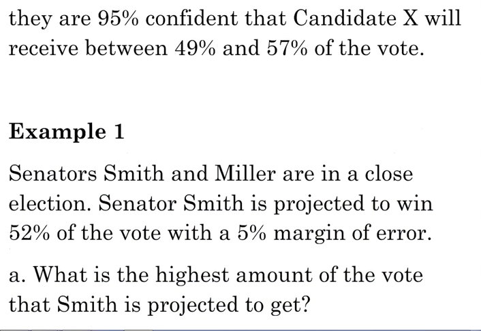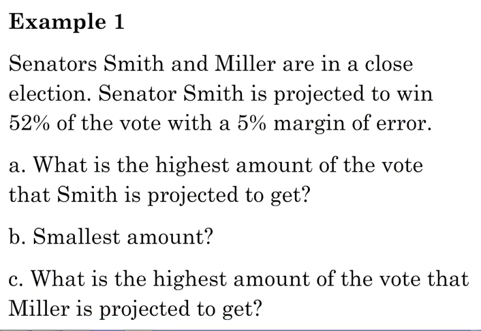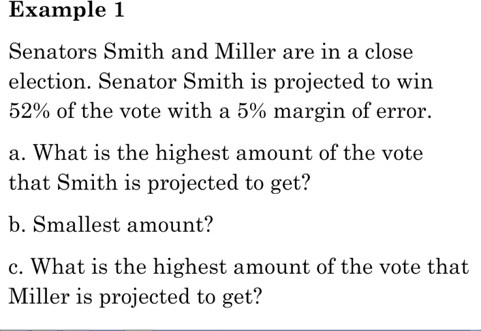So let's look at another situation here with an election. Senators Smith and Miller are in a close election. Senator Smith is projected to win 52% of the vote with a 5% margin of error. So what's the highest amount of the vote that Smith is projected to get? Well, he is projected to win 52%, but there's a 5% margin of error. So for the highest amount, you add the 5%. So the highest amount he could win is potentially 57%, according to the survey.